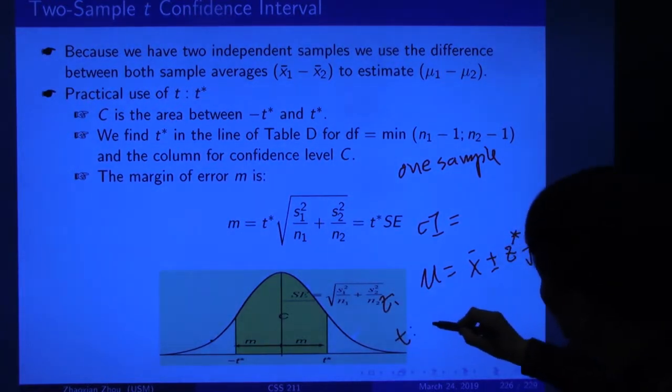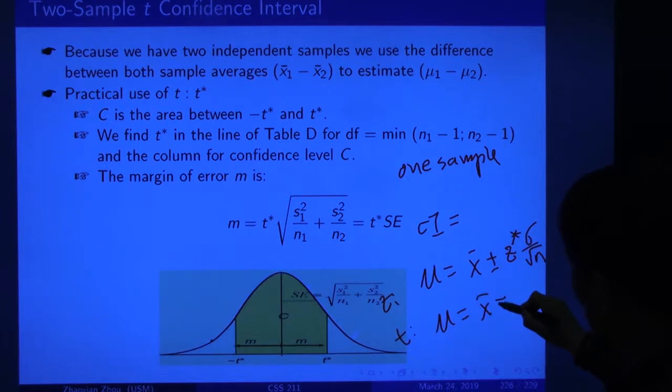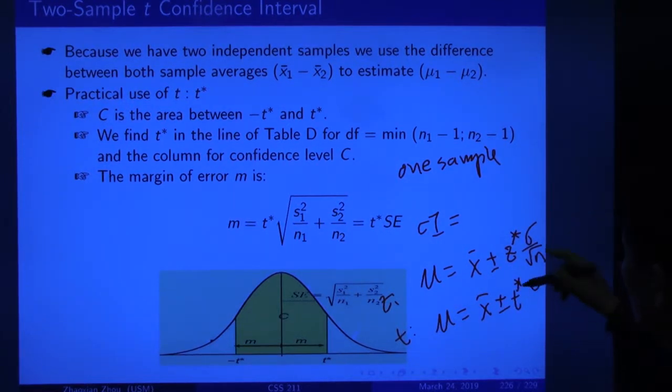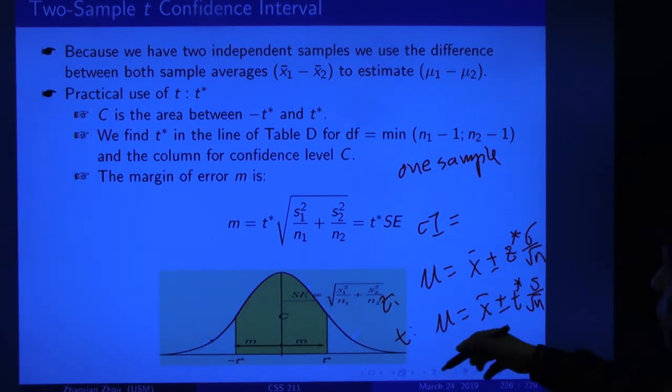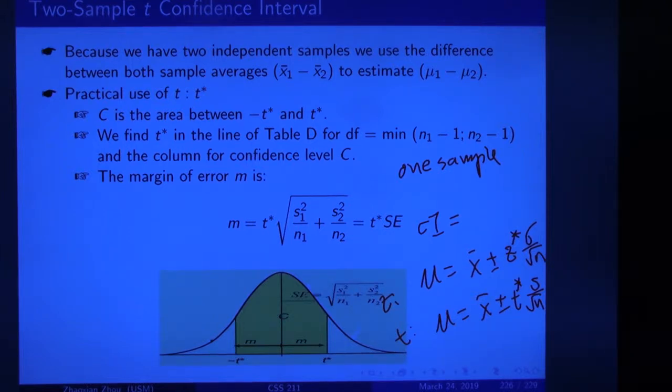For the t-test, this will be x bar plus minus t star times s, because we don't know the standard deviation of the population. So instead we use the standard deviation of the sample, s, then divided by the square root of n. So recall, this one is very similar. This part here and this part here is called the margin of error.